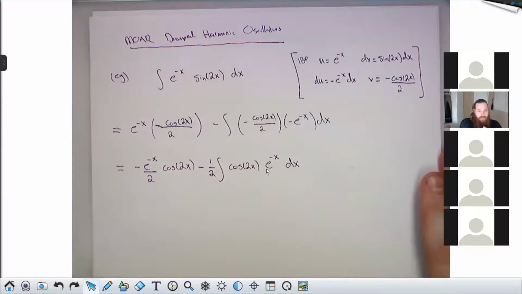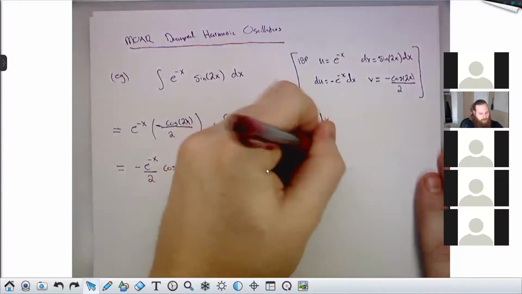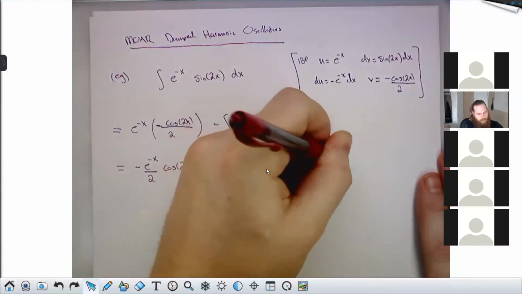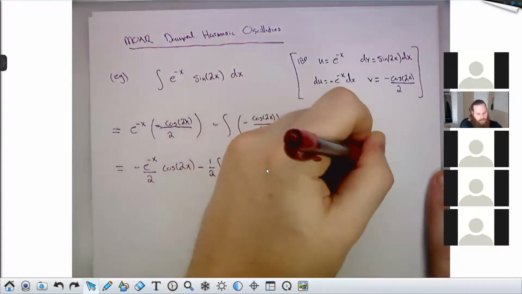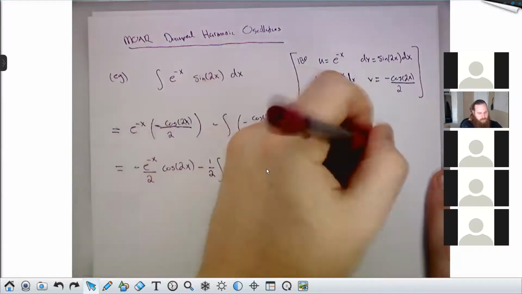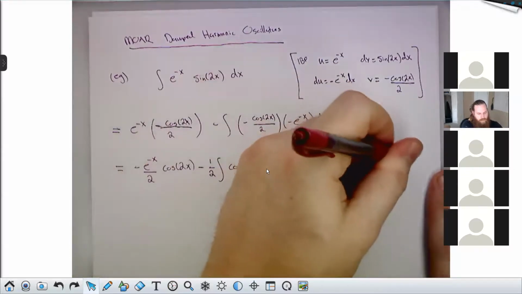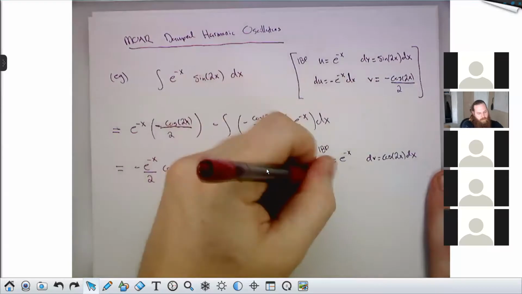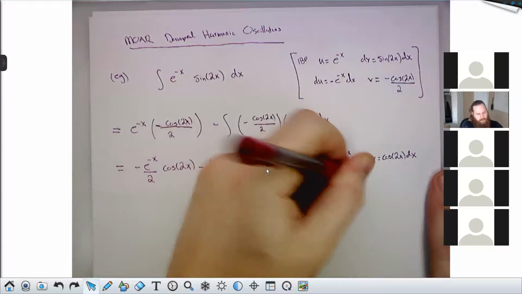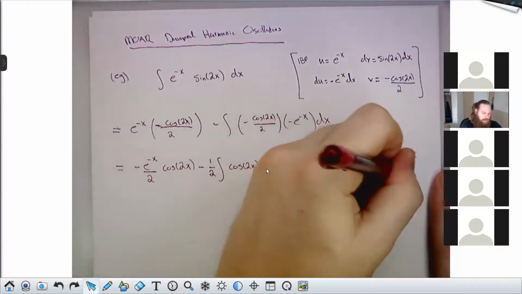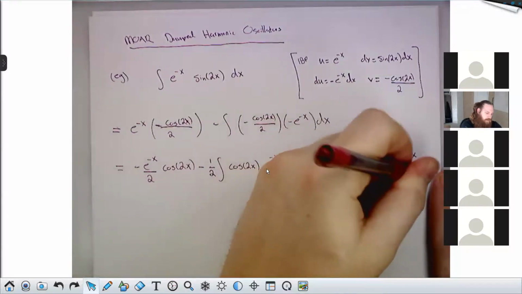Now I'm ready to run my second IBP because this integral is looking pretty similar to this integral. All right, it's back into that same form. So I'll run my second IBP. U again will be the exponential e to the negative x, and dv will be everything else, which is cos 2x dx. So du will again be negative e to the negative x dx, and v this time will be sine 2x over 2.